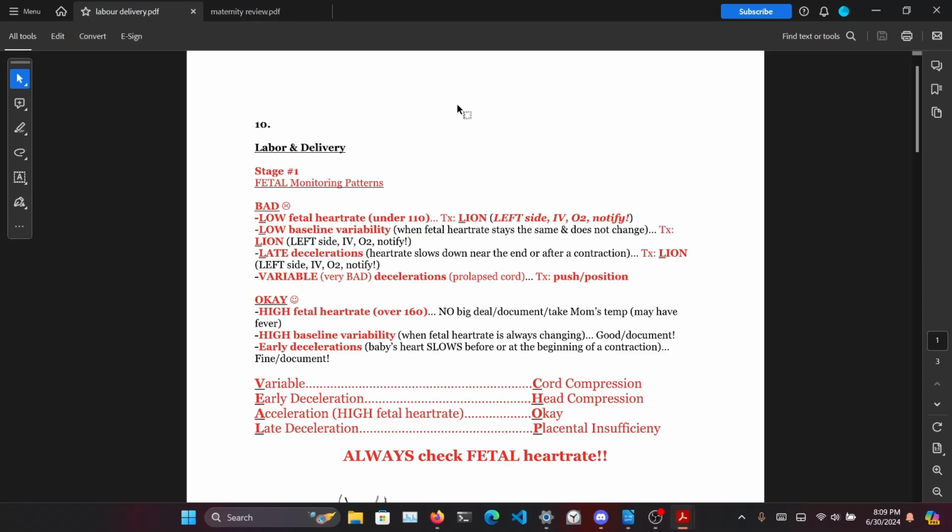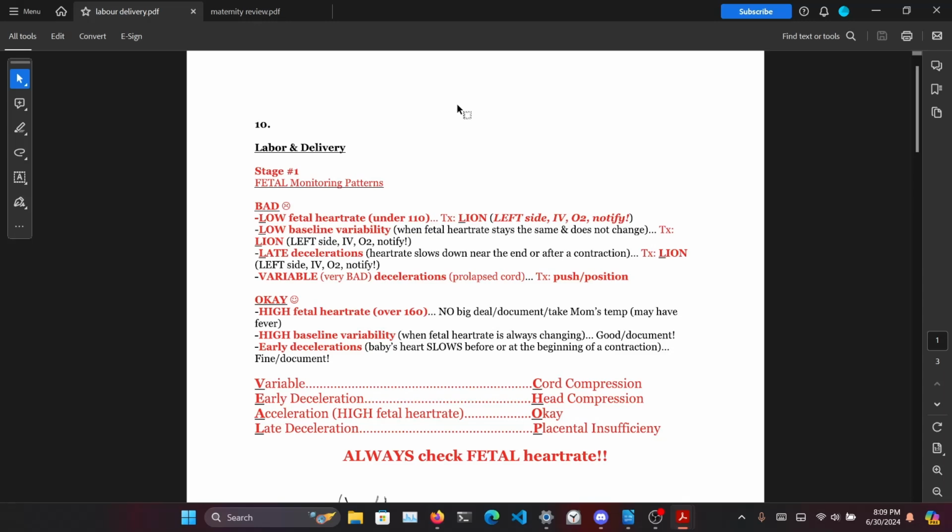Then the client should be allowed to lie down in a comfortable position, usually the left side position. Internal monitoring is when you place the fetal monitoring device invasively, through rupturing of the membranes.